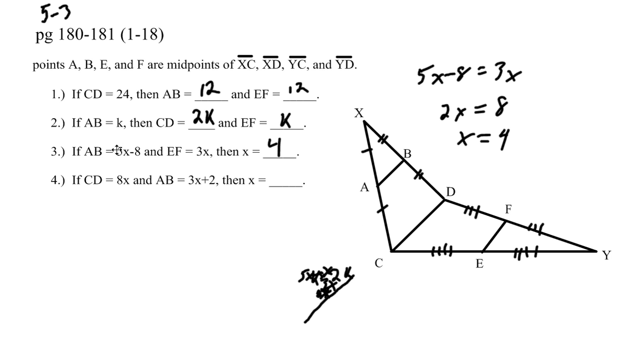All right, take those away. Next, we have CD is 8x, and AB is 3x plus 2. And we know that AB should be half of CD. So we have a choice here. You can say 2 times the quantity of AB equals 8x. Or what I would do is I would say 3x plus 2 equals half of 8x, which is 4x. Subtract 3x from both sides and you get x is 2.